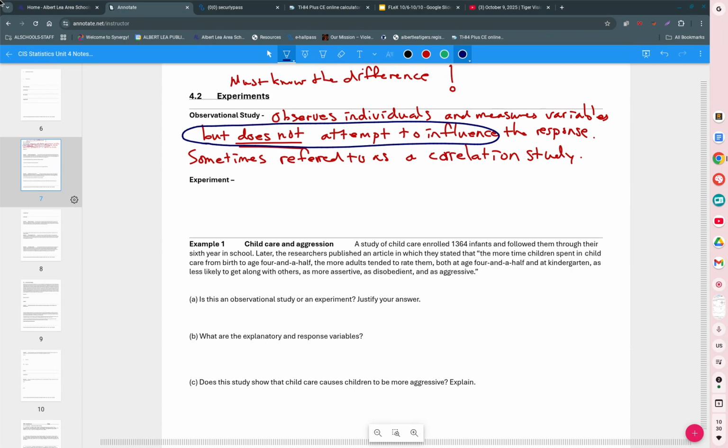But in an experiment, we deliberately impose a treatment and then measure the response.